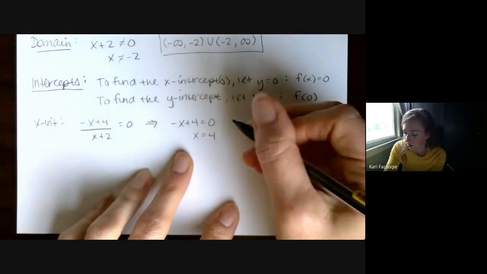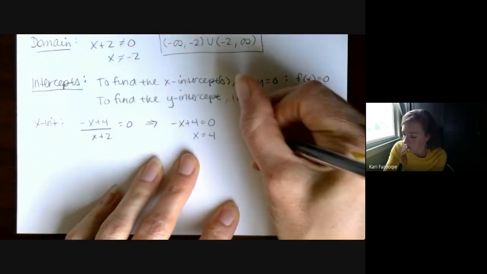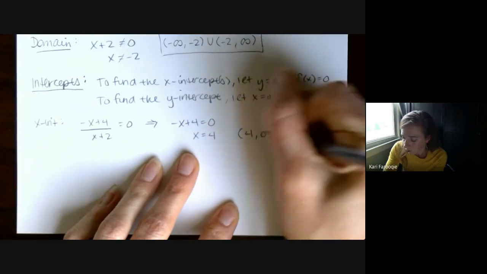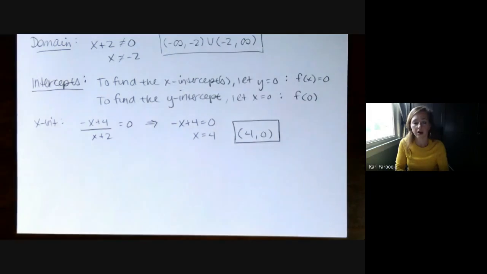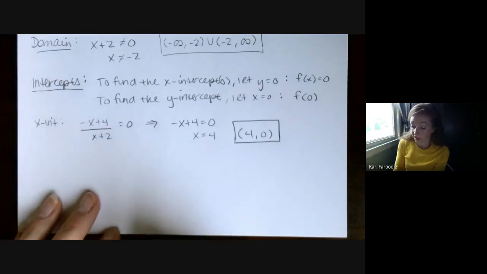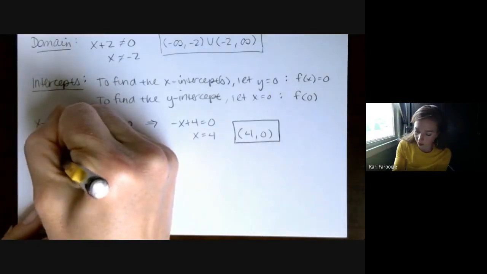You found x equals 4 by letting f of x equals 0. This gives you the point (4, 0) on your graph. An x-intercept always occurs on the x-axis. When you are on the x-axis, y equals 0. So f of 4 is 0. So that's your x-intercept.